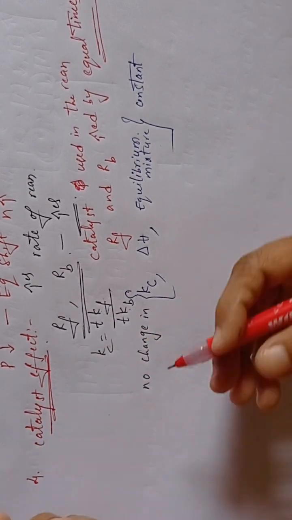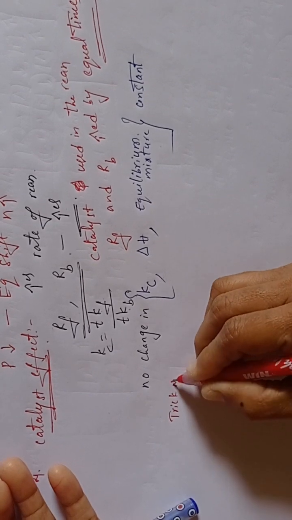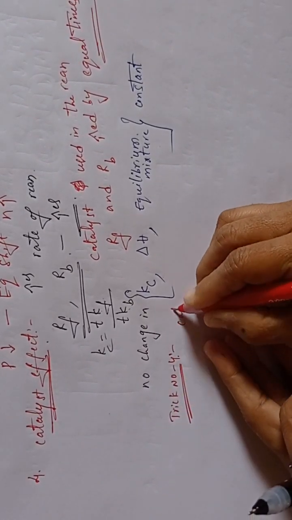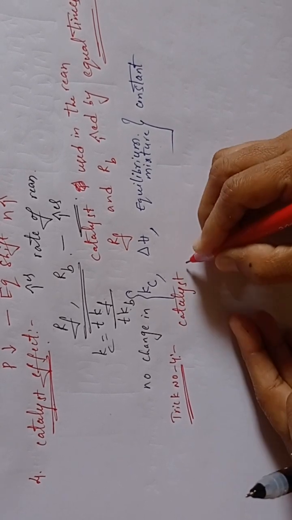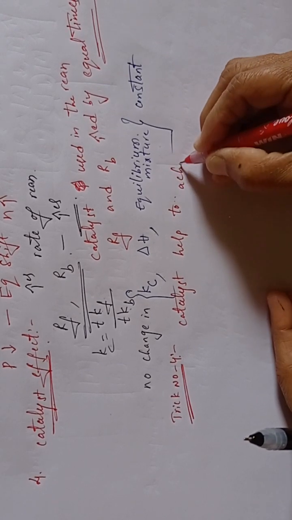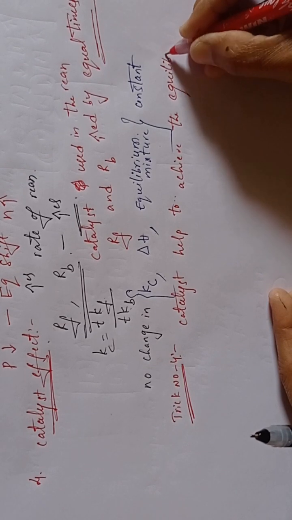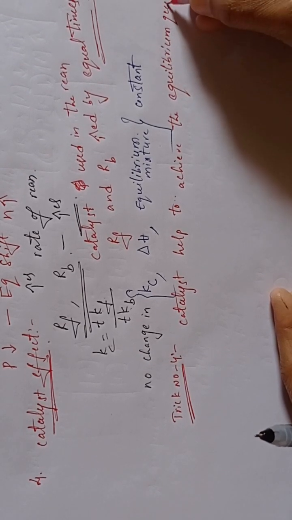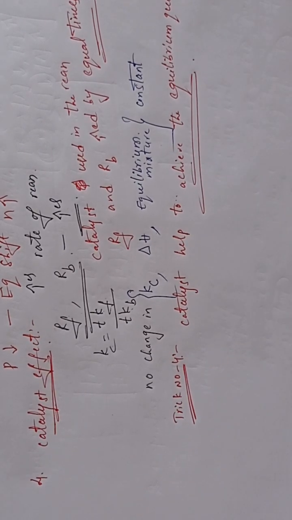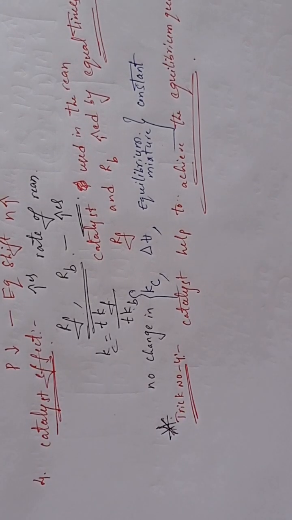Okay, now, catalyst, trick number 4. What is trick number 4? Catalyst helps to achieve the equilibrium quickly. This point you have to remember in case of trick number 4. Are you clear? So that is the catalyst effect.